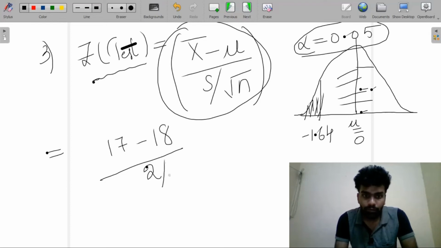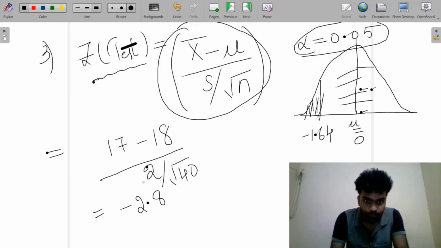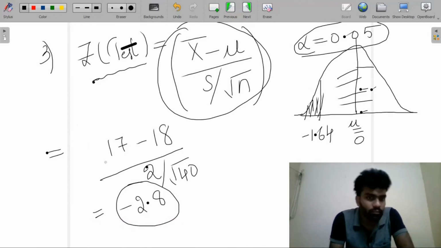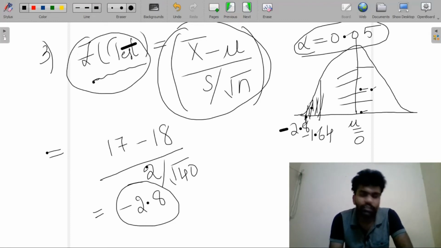It's 2 divided by root 40. So if you just calculate, the output will be minus 2.8, right? You will get the output as minus 2.8. Now minus 2.8, where will it lie? It will lie in the rejection region. It will lie somewhere around here, right? Minus 2.8, so it is falling under the rejection region.